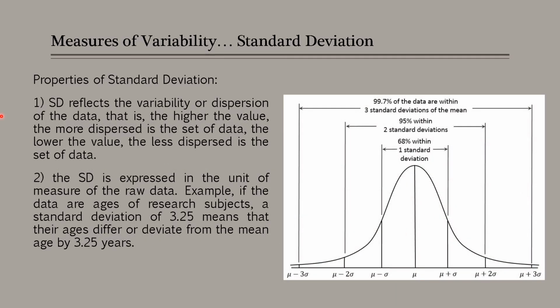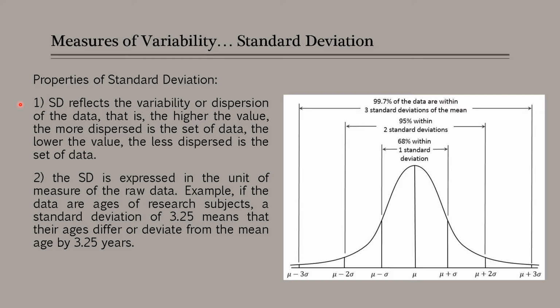The properties of standard deviation are as follows. Number 1. Like the variance, the standard deviation reflects the variability or dispersion of the data. That is, the higher the value, the more dispersed is the set of data, and the lower the value, the less dispersed is the set of data. In other words, if the standard deviation is small, the values are clustered tightly about the mean, and if the standard deviation is large, the values are scattered about the mean.